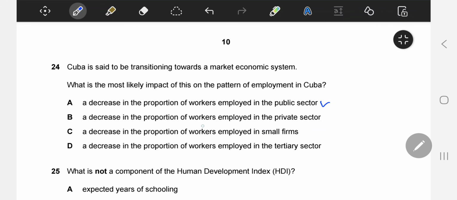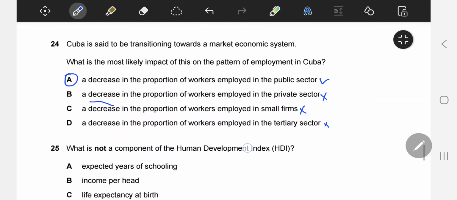An increase in the proportion of workers employed in the private sector. An increase in the proportion of workers employed. No, this one, no. It's going to be an increase here, not a decrease. A decrease in the proportion of workers employed in small firms. No, they should increase. A decrease in the proportion of workers employed in the tertiary sector. They should increase. So I'm going to go with A here for question 24.